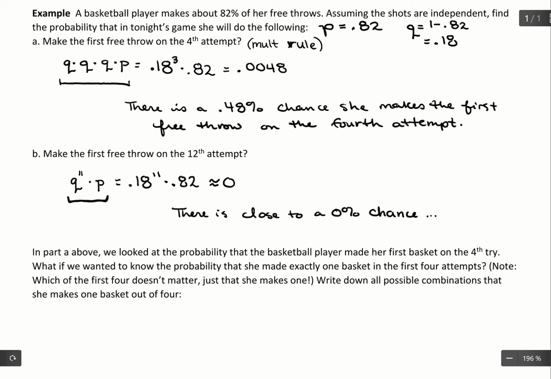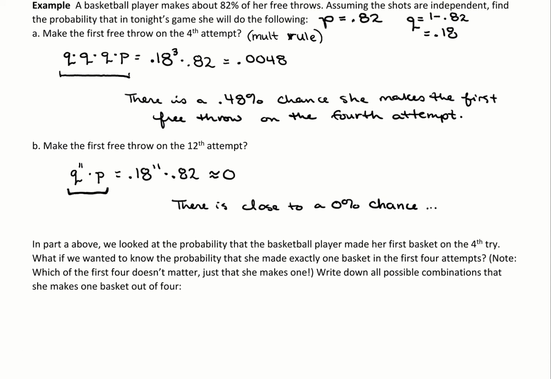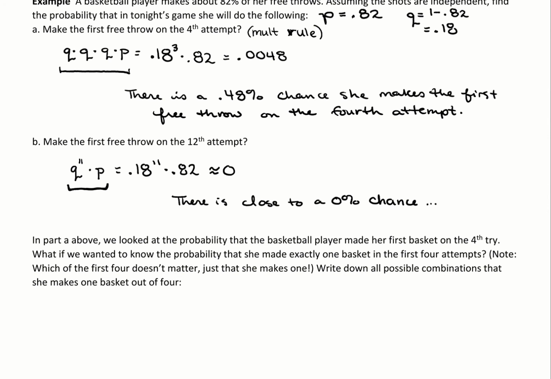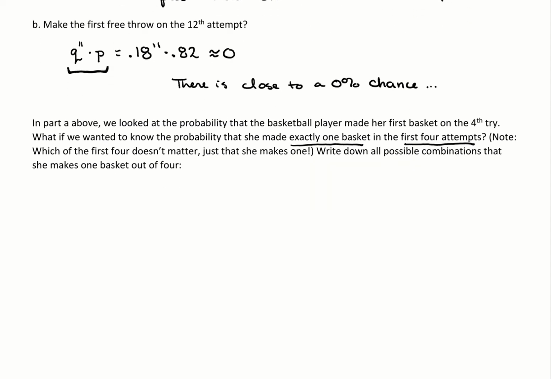With the binomial model, this is where we can get less specific about how it occurs. So in part A, we looked at this, what's the probability she makes the first free throw on the 4th attempt? What if we just want to see the probability of her making 1 basket? What's the probability she makes 1 free throw out of 4 attempts? So with this, what if we wanted to know the probability she made exactly 1 basket in the first 4 attempts? And with this, the sequence isn't defined. It's not a specific way it has to occur. So with that, there becomes more possibilities.